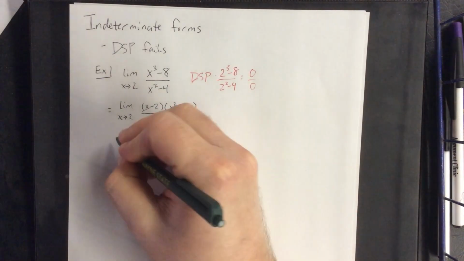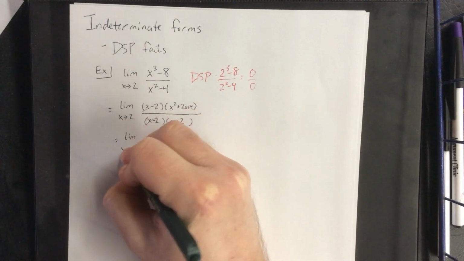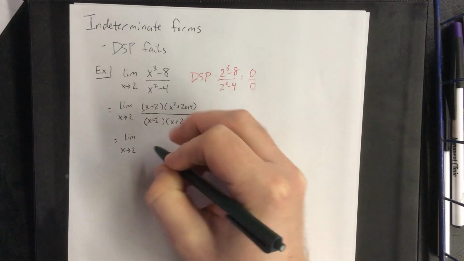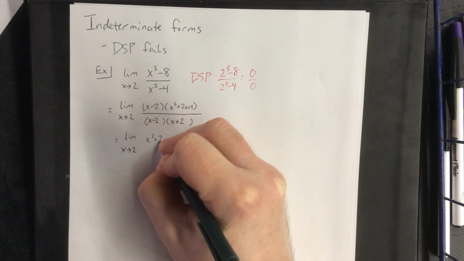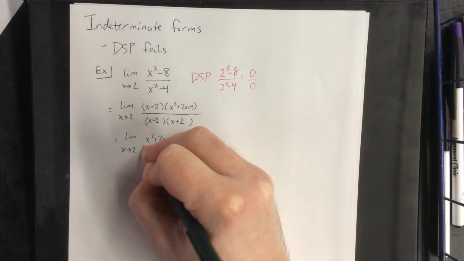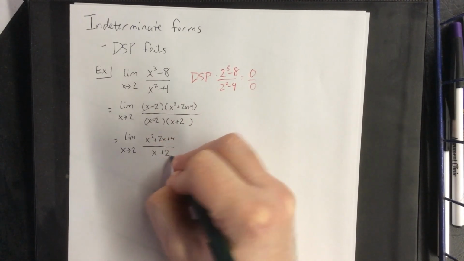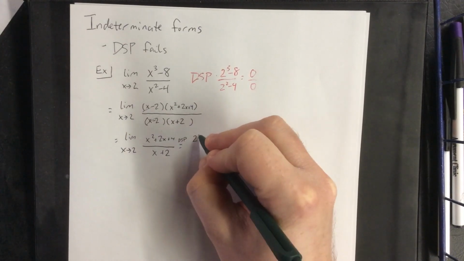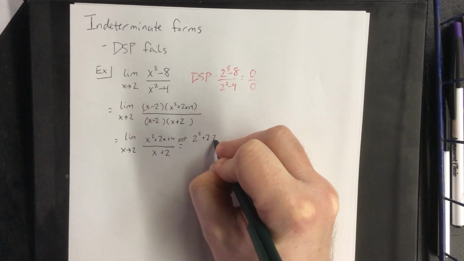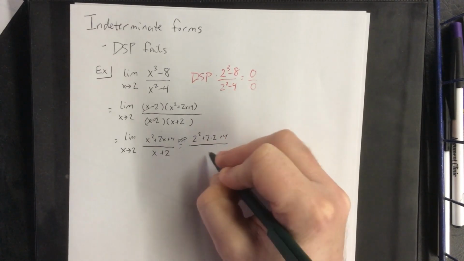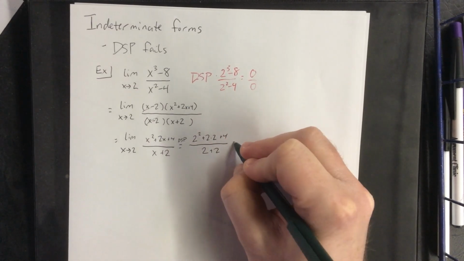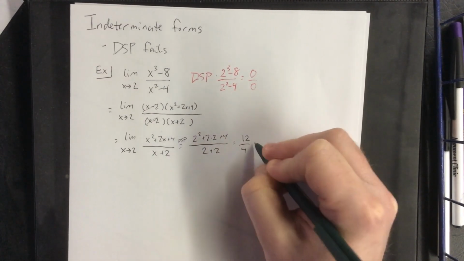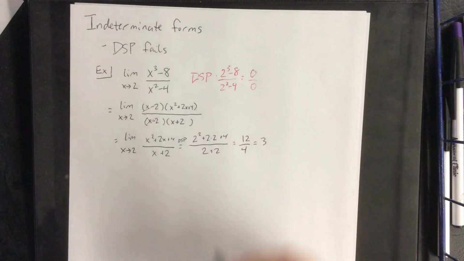Those will cancel each other out, allowing us to retry the direct substitution property. And if we try the direct substitution property in this form, we get a much more favorable result. That'll be 2 squared plus 2 times 2 plus 4, which is 12, all over 2 plus 2, which is 4. Simplify the 12 over 4, and we get 3.